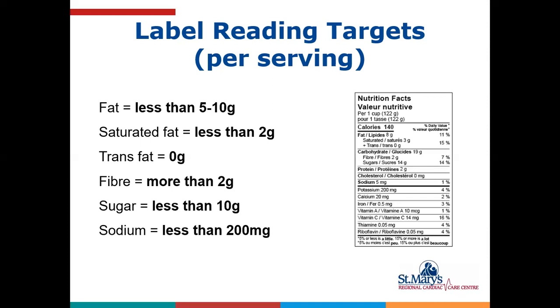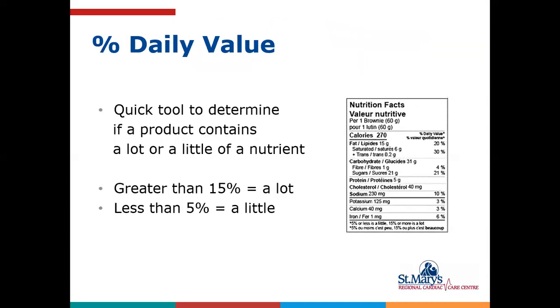Now, if you go to the grocery store and you forget your grams and your milligrams, the next best thing to use is the percent daily value. Percent daily value is a quick tool to determine if a product has a little or a lot of a nutrient. So anything above 15% is considered a lot. Anything under 5% is considered a little.